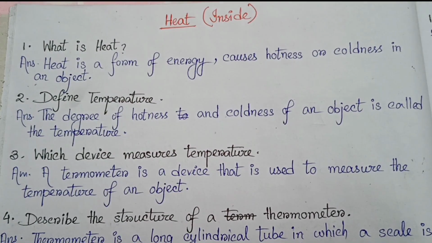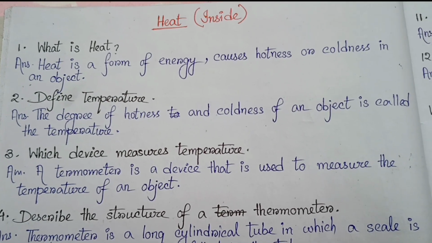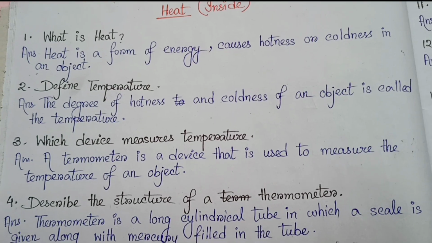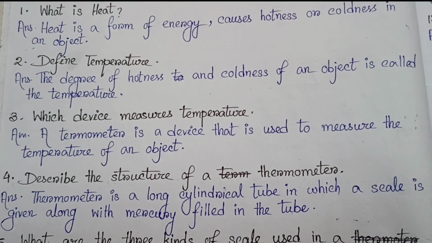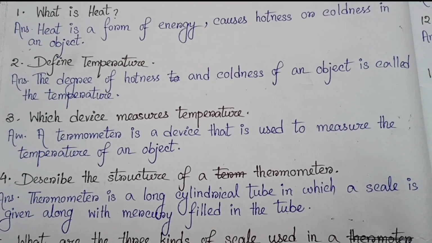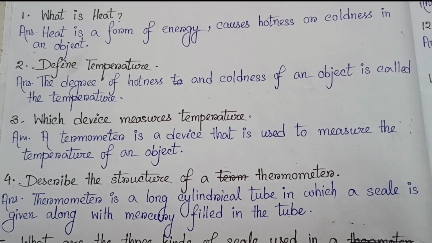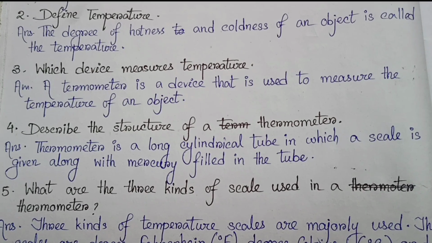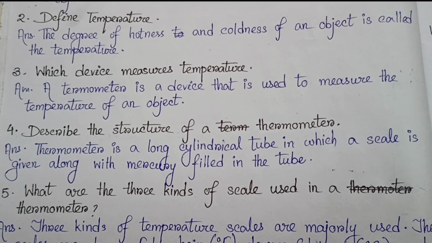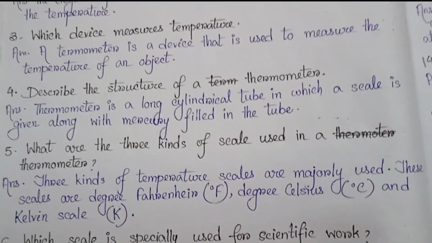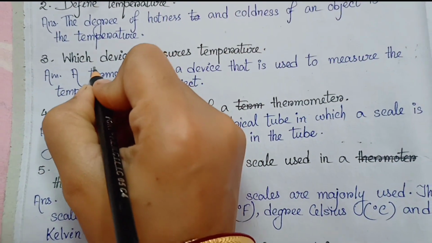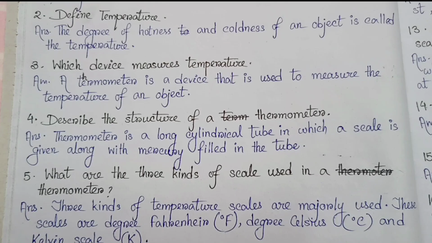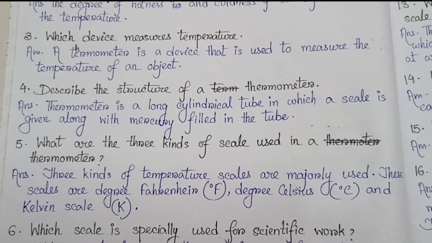Number 1. What is heat? Heat is a form of energy that causes hotness or coldness in an object. Number 2. Define temperature. The degree of hotness and coldness of an object is called the temperature. Number 3. Which device measures temperature? A thermometer. A thermometer is a device that is used to measure the temperature of an object.